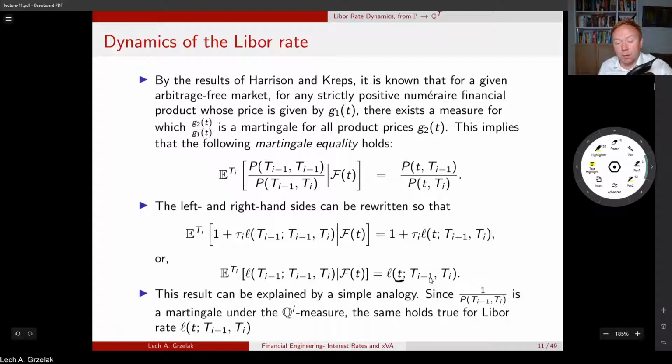And of course, those two parameters never change whenever you change measure, because those are characteristics of our process. So if you say I have stock 1 or stock 2, now we indicate Libor processes by two indices corresponding to the tenor structure in our model. This result can be explained by a simple analogy, since the zero coupon bond ratio P_{T_{i-1}} over P_{T_i} is a martingale under the T_i measure. So the same has to hold for the Libor rate. This is a very simple analogy that we can use to prove this equation.